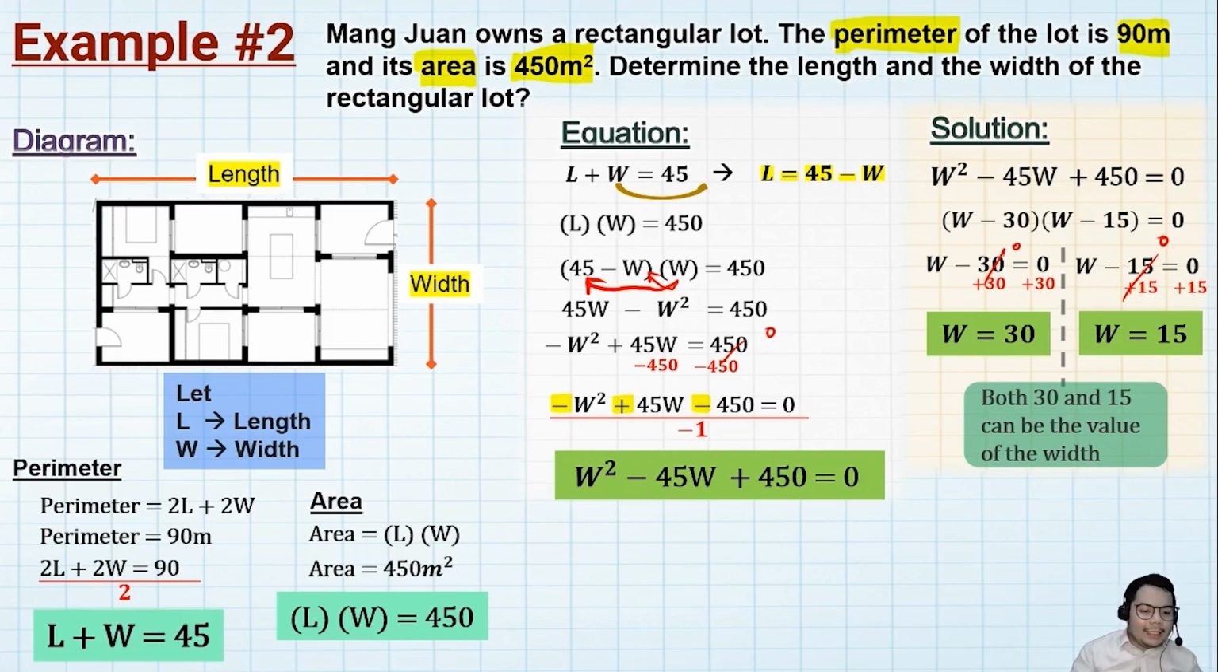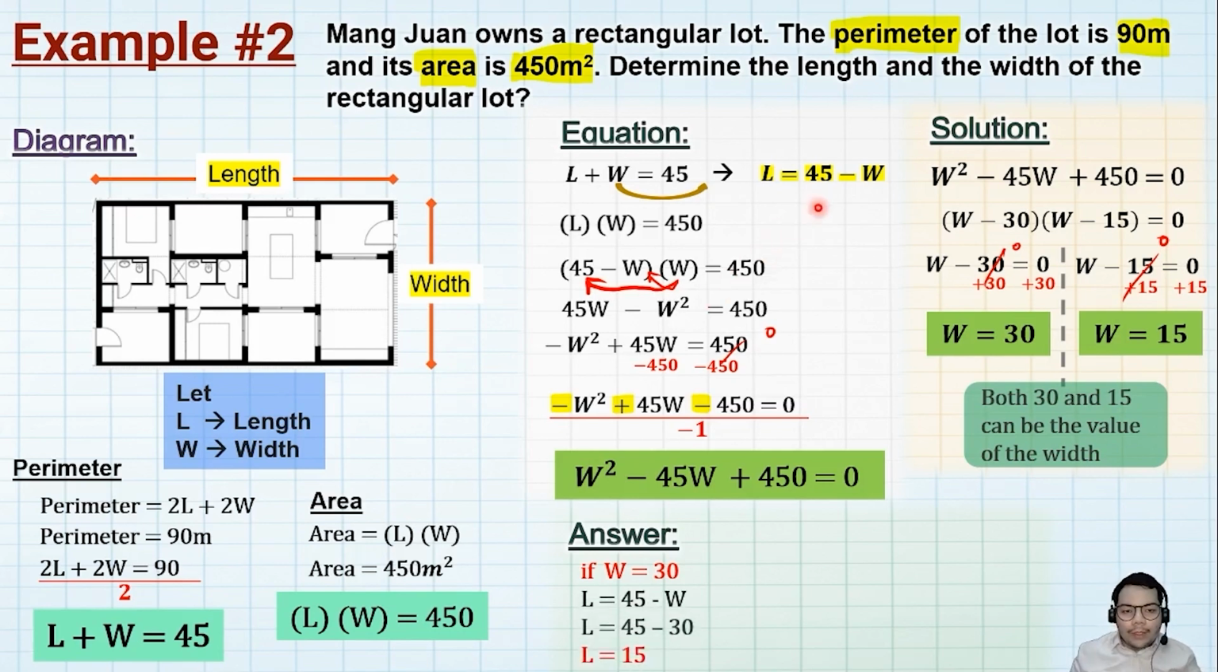So, ano yung magiging answer natin? Tingnan natin kung paano natin i-evaluate. So, first, if w is equal to 30, we can solve for the length. Balikan natin, length is equal to 45 minus w. So, since our width is 30 for this part, we can subtract 45 minus 30. That will be equal to 15. So, kapag ang width natin ay 30, ang length natin ay 15.